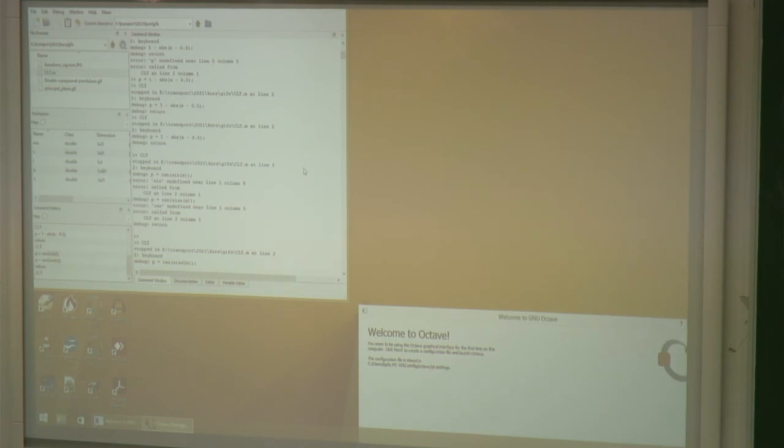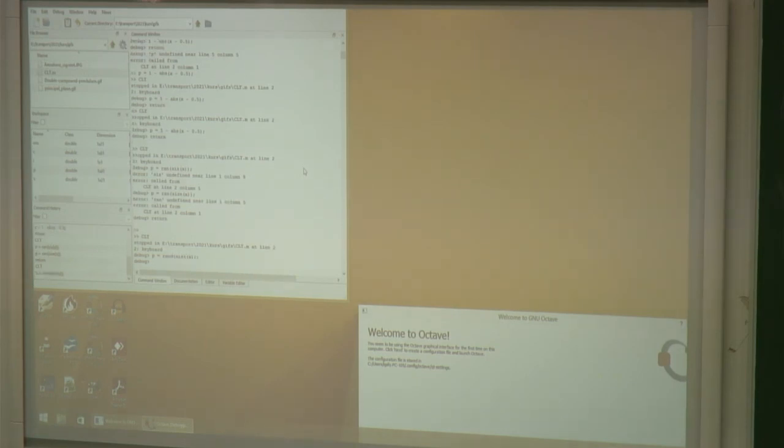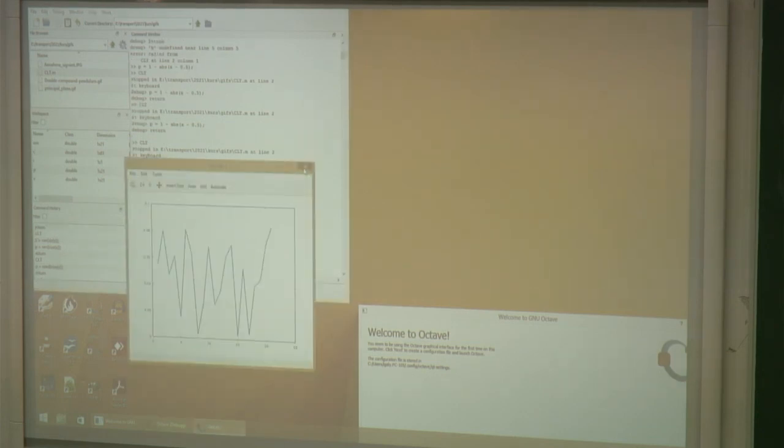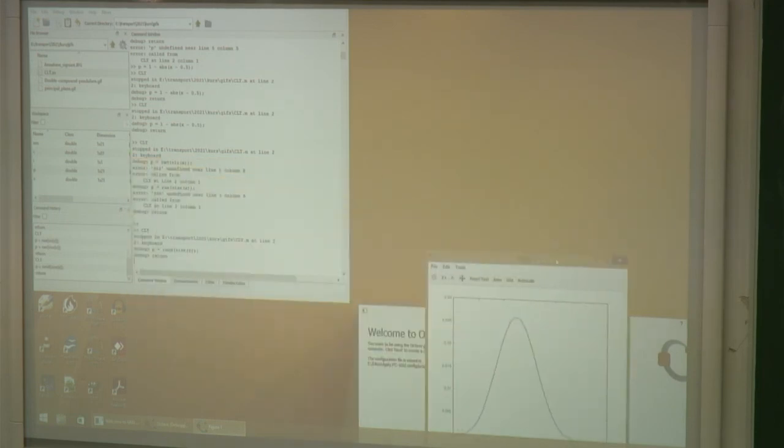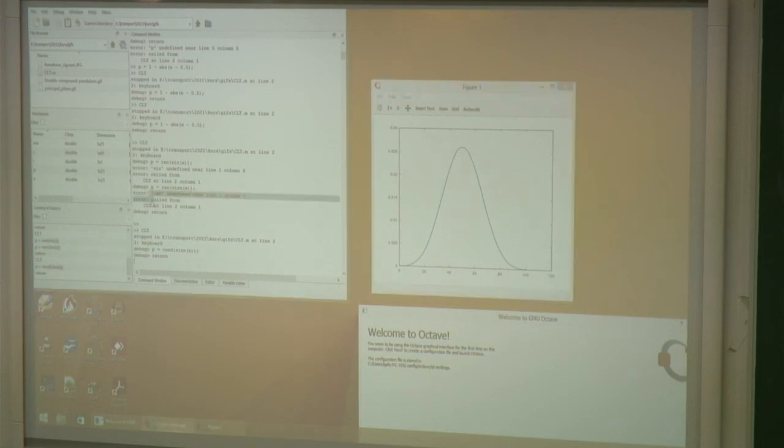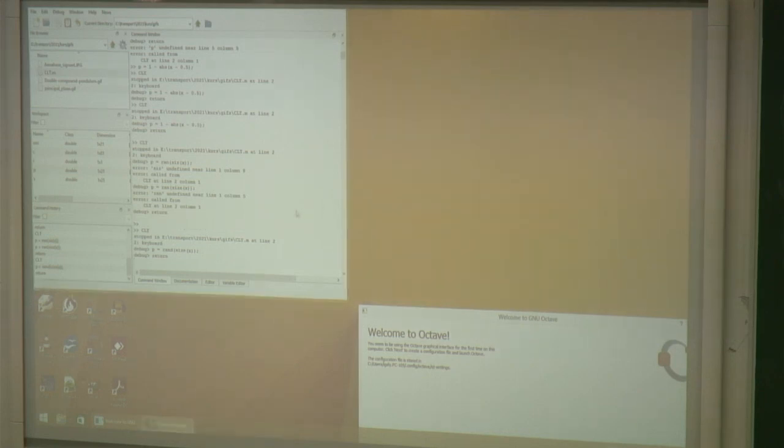Run. Okay. So. Gaussian. Well, not always are things so fine. Not always.